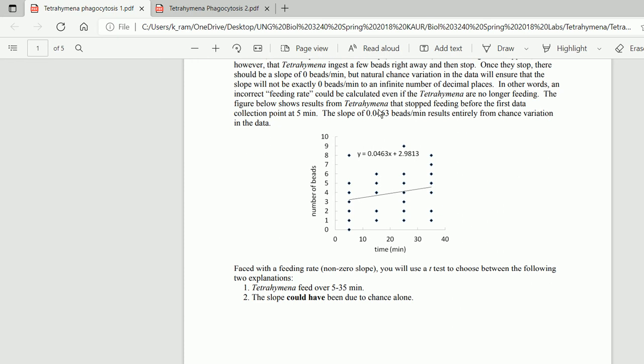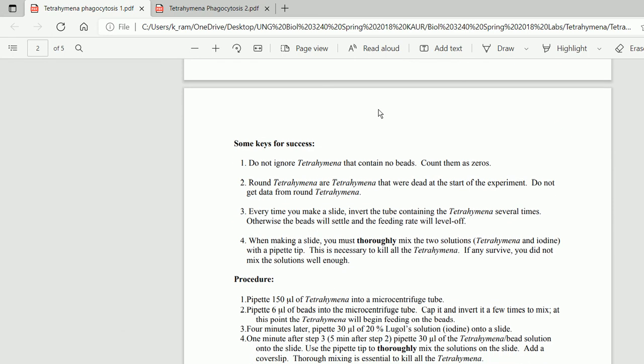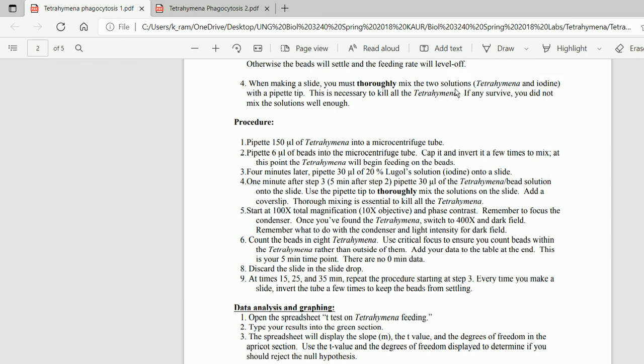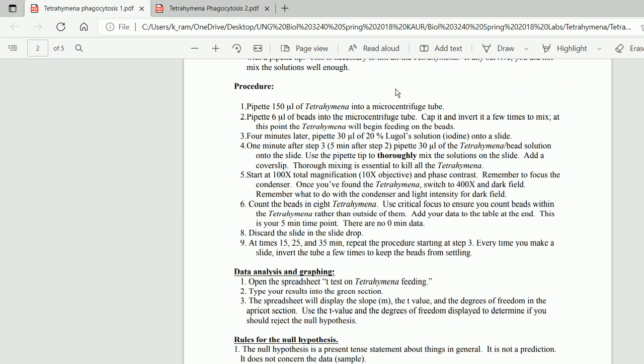So experimentally, what you're going to do. Here are some of the precautions; you can just go over them. You are going to take 150 microliters of tetrahymena into a microcentrifuge tube. Then you are going to add 6 microliters of India ink dye into the same tube, and mix the tetrahymena with this dye, cap it and invert it a few times to mix.